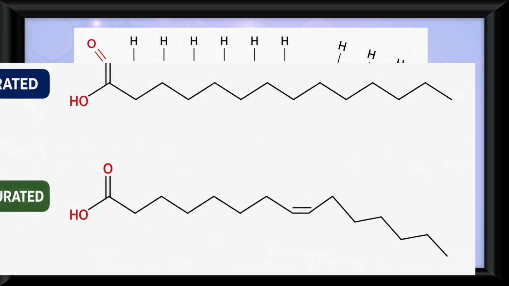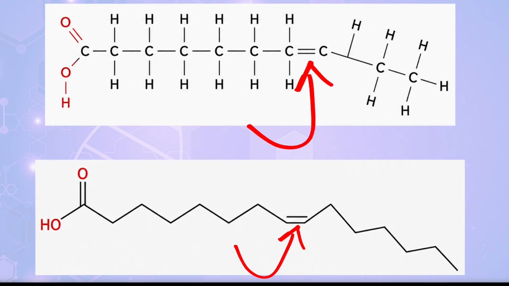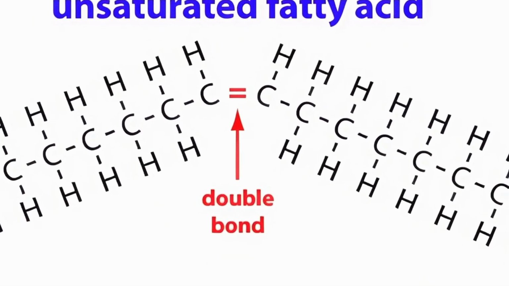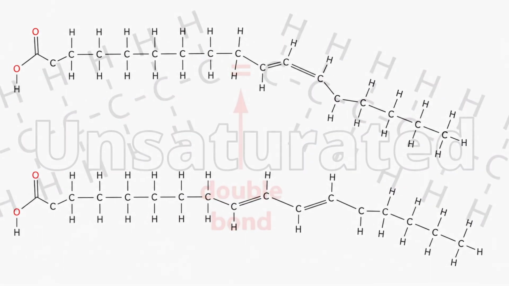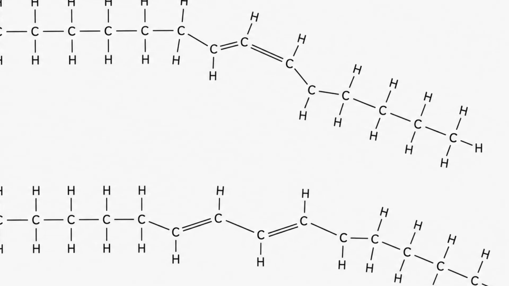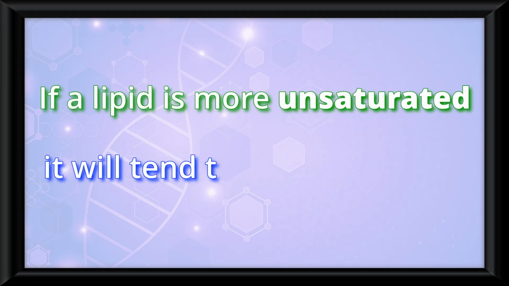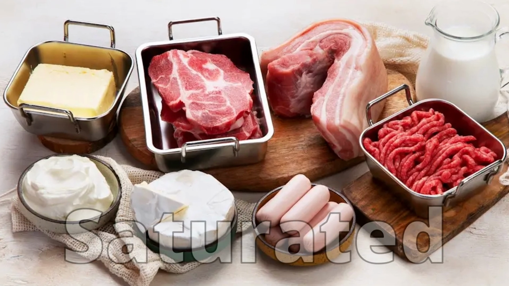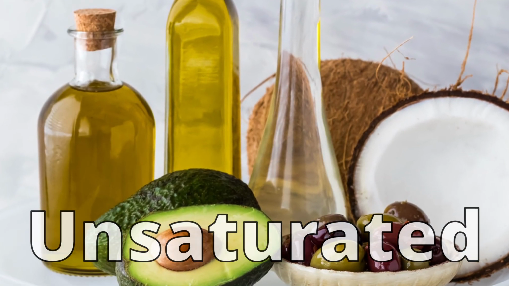However, if we were to look at an unsaturated fatty acid, this will contain at least one carbon-carbon double bond, which can cause the carbon chain to kink or bend. The more of these double bonds that there are, the more unsaturated the fatty acid will get. The kinks or bends here prevent fatty acid chains from packing as tightly together, which is why, if a lipid is more unsaturated, it will tend to be more liquid at room temperature. For example, take a look at this photo of saturated fats, and then take a look at this one of unsaturated fats. The unsaturated ones tend to be more liquid at room temperature.